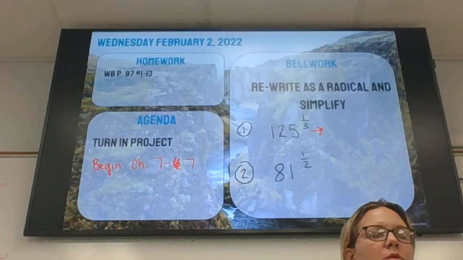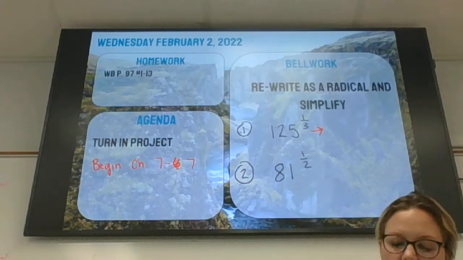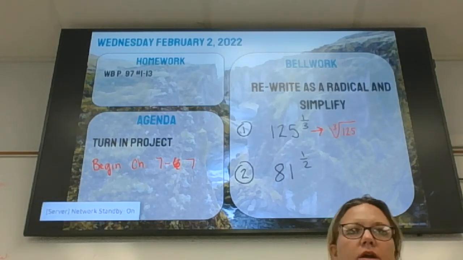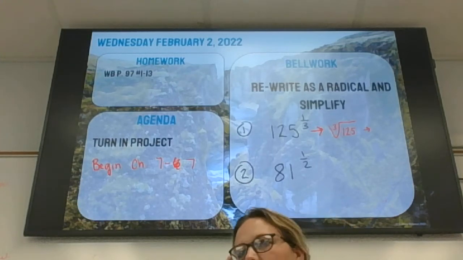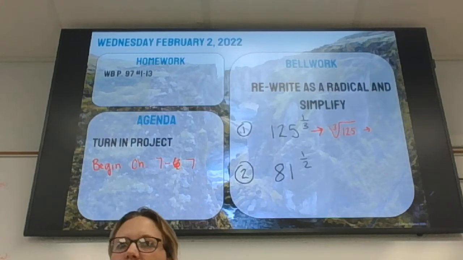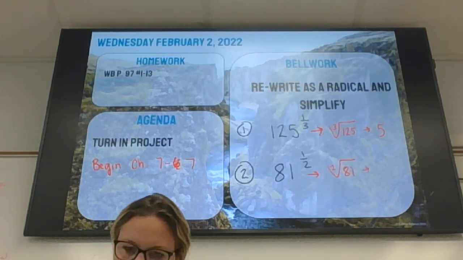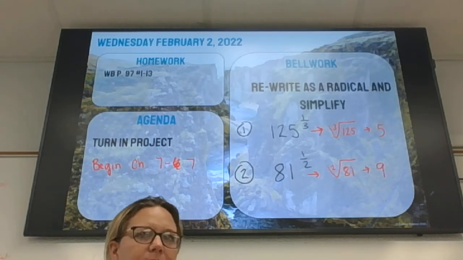So I just want to remind you before the project, we worked on rational exponents. It says rewrite as a radical, so I hope you did this. You put the little 3 down in the radical bar, and then you think, what to the third power is 125, and what is it? 5. Good job. This one would be the square root of 81. And you think, what squared is 81? 9. That's all your bell work is today.